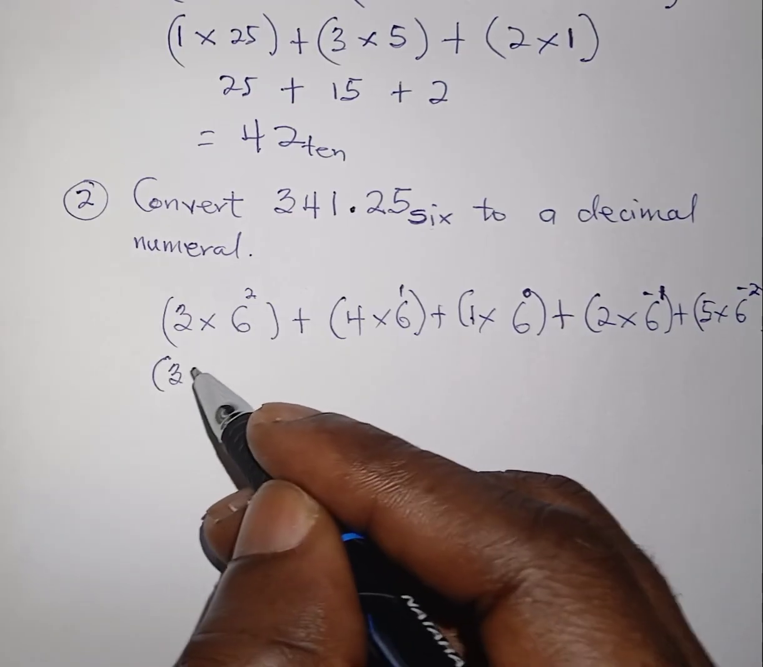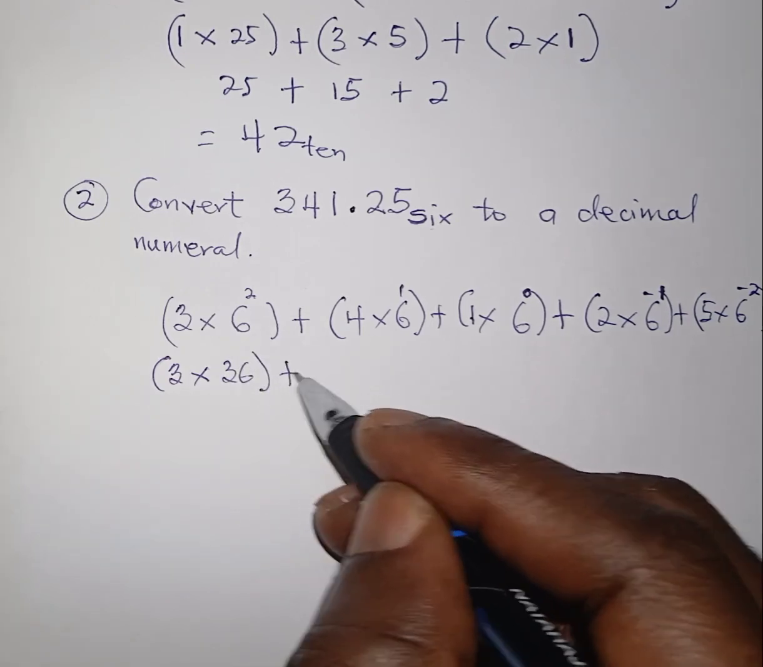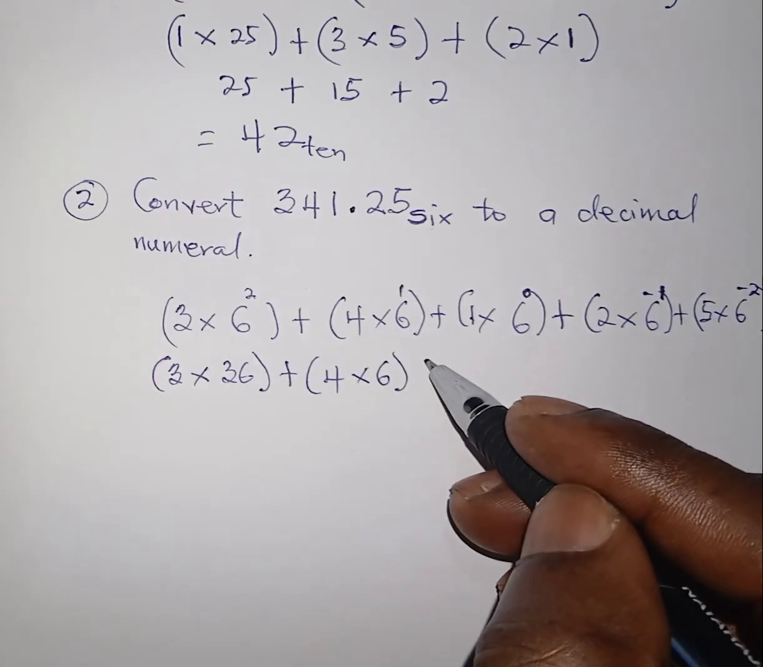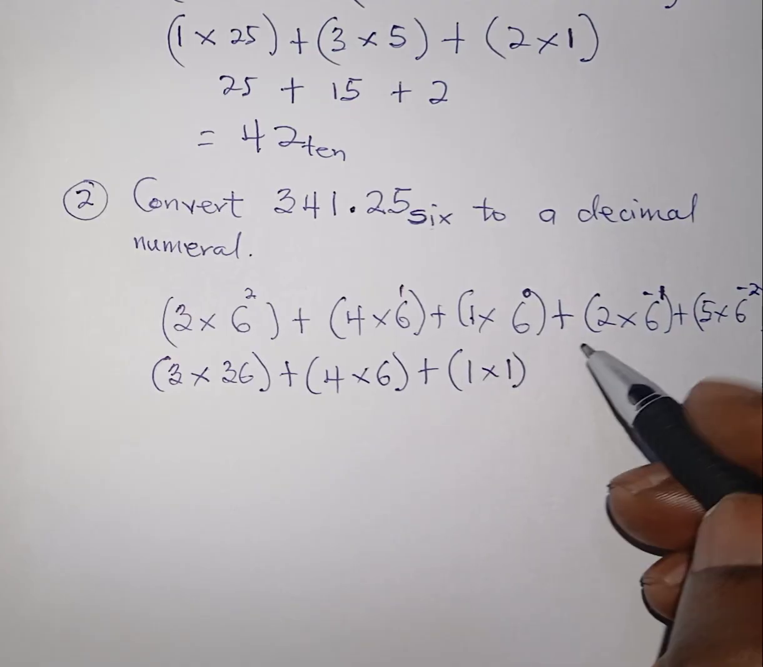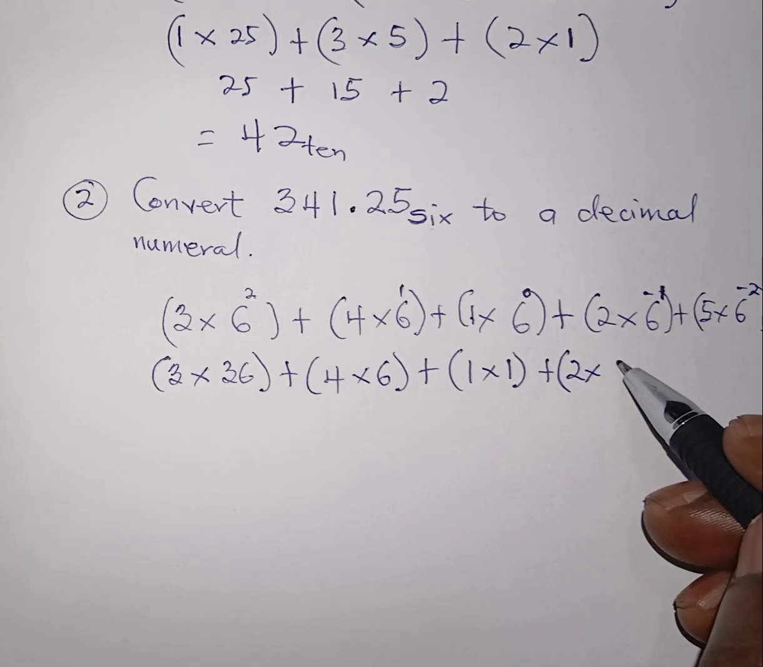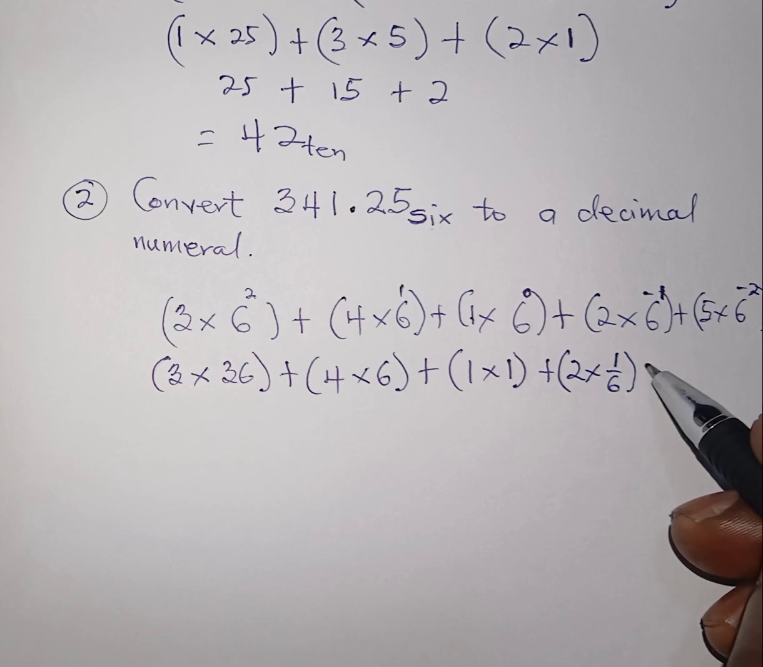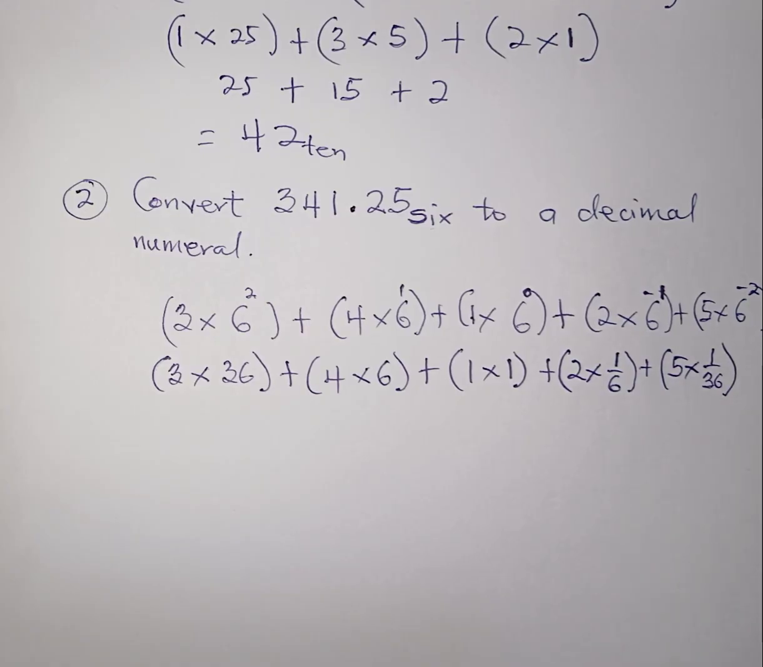So we can have 3 times, what is 6 exponent 2? It gives me 36, plus what is 6 exponent 1? It is 6, plus what is 6 exponent 0? It is 1. Plus then 2 times, what is 6 exponent negative 1? I know that I can still write it as 1 divided by 6. Plus then here too I have 5 times 6 exponent negative 2, which will give me 1 on 36. Great. So that is how it is done.